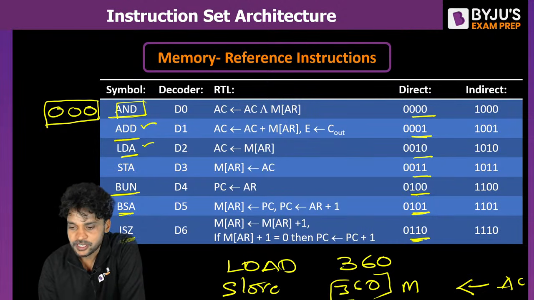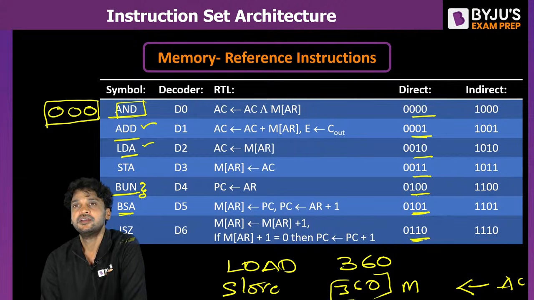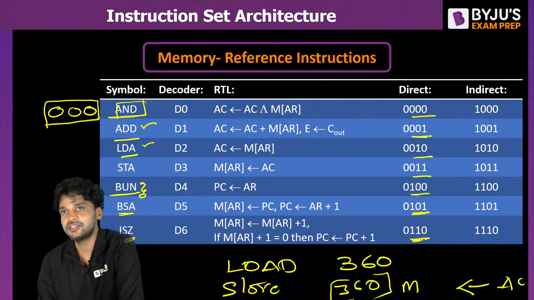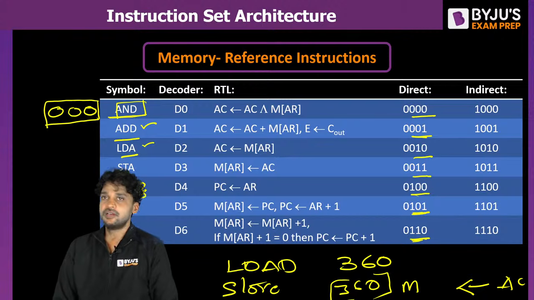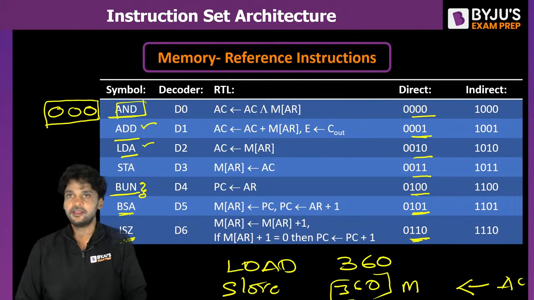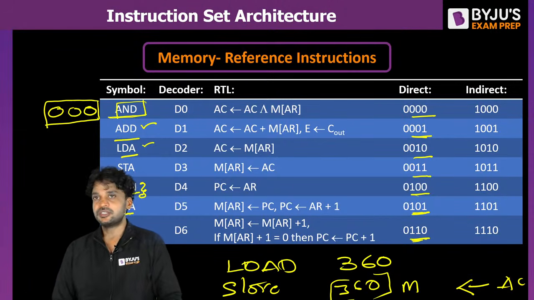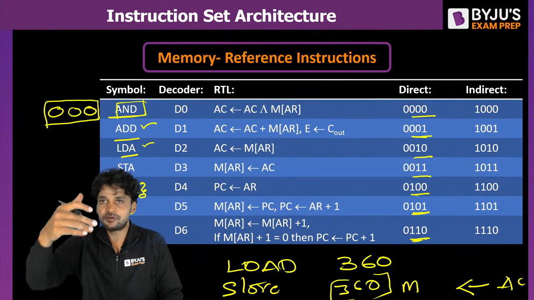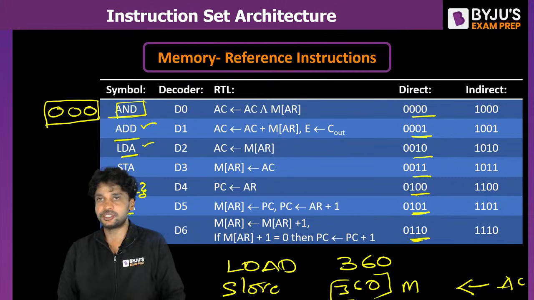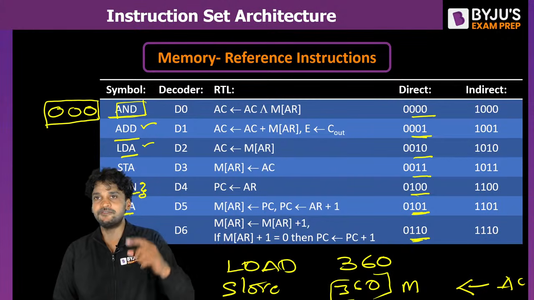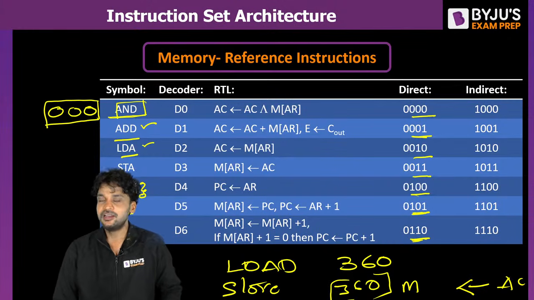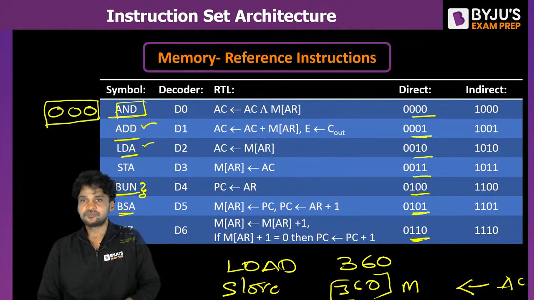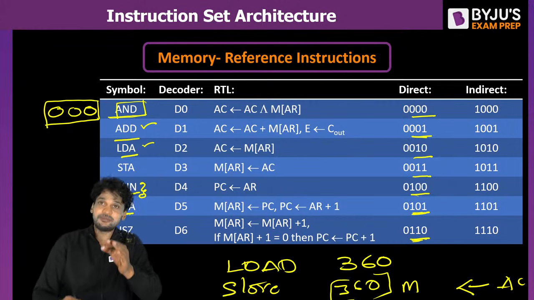Okay, that is the difference between load and store. Now, what is BUN? BUN stands for branch unconditionally. I think you have some jump instructions in your C programming, right? When you execute a high-level language program, you will have some jump instructions. During the jump instruction, the control will be transferred from one location to another location. Simple.